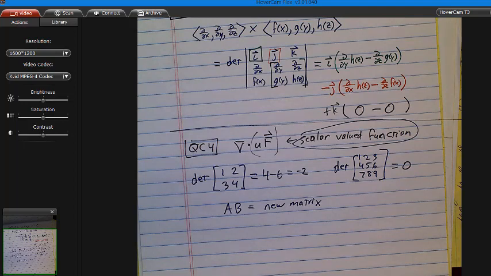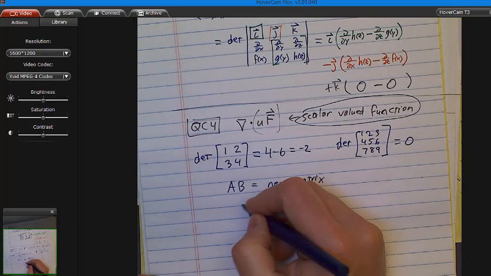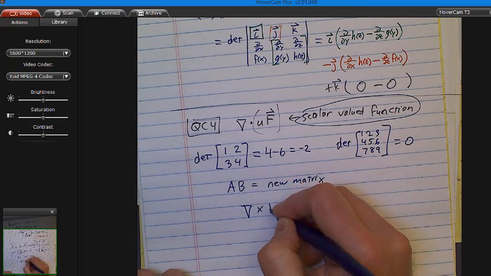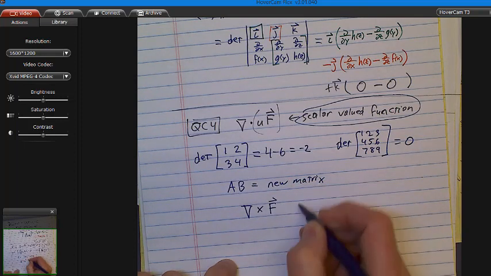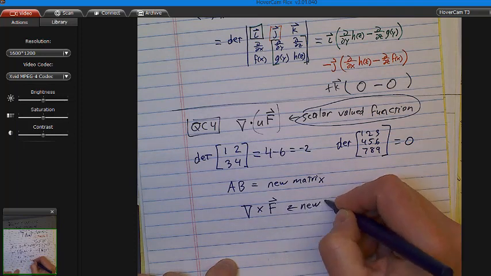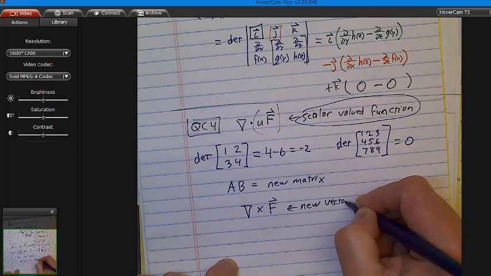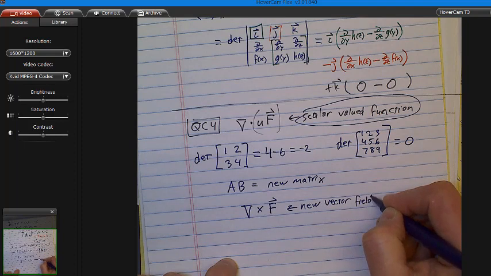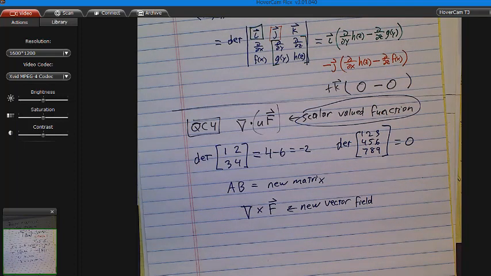Same idea here, guys. When we do grad cross a vector field, we're getting a new vector field. This is a vector valued function. That's kind of the idea. If you know that much, I'm kind of happy.